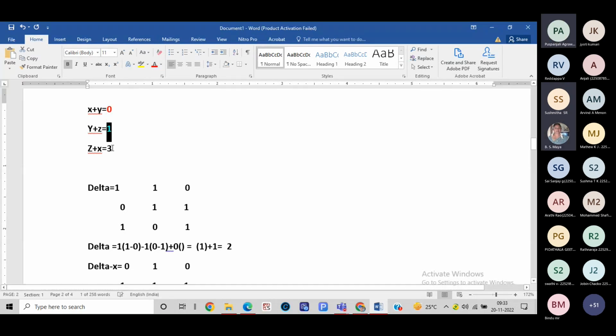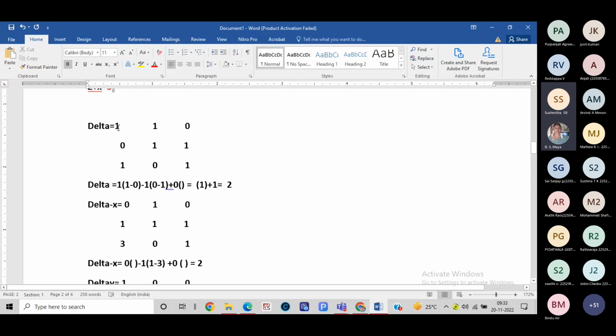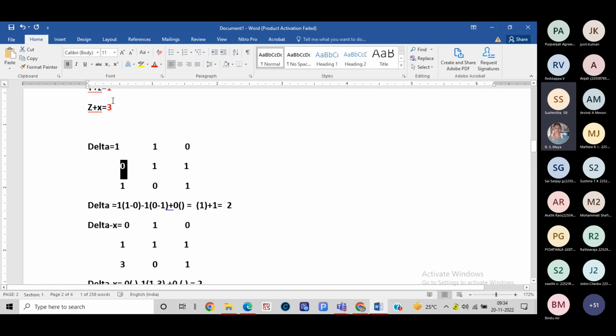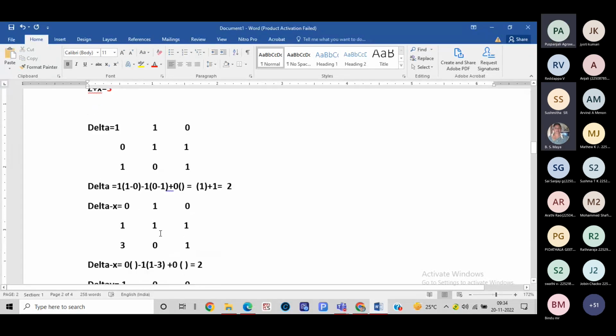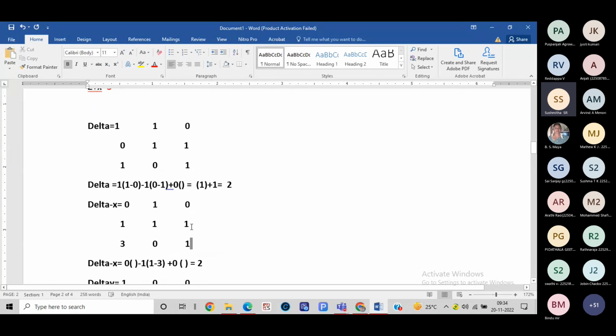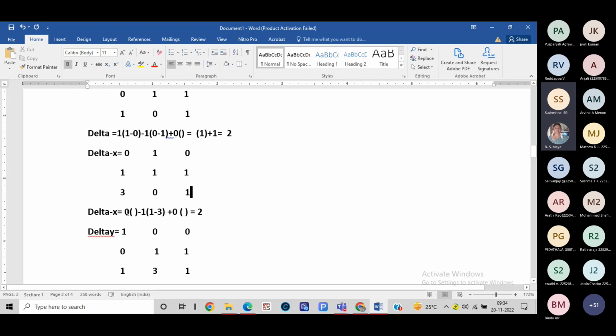D2, D3. Whenever I'm finding the x value, you should always replace the first column. What is the first column? These places: 1 should be 0, this 0 should be 1, and this 1 should be 3. Clear? Then the remaining two columns stay as they are. Don't touch those two columns. Whenever finding delta x, we get delta x by the normal method, which gives 2.